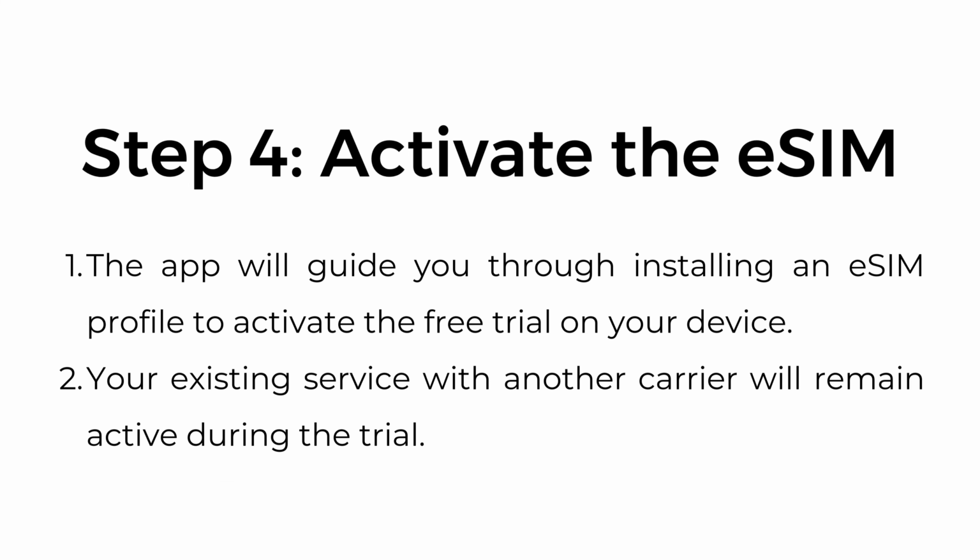Step 4. Activate the eSIM. The app will guide you through installing an eSIM profile to activate the free trial on your device. Your existing service with another carrier will remain active during the trial.